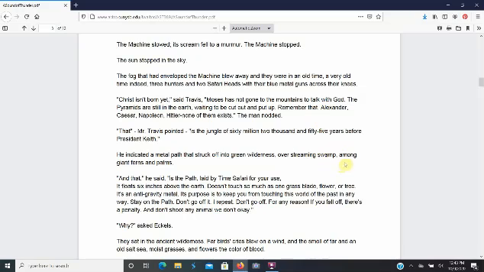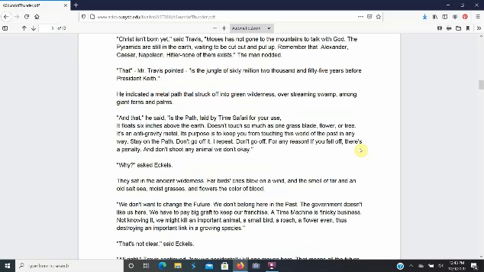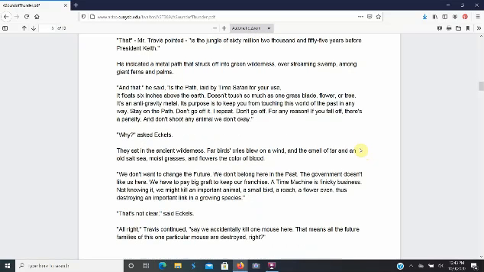That, Mr. Travis pointed, is the jungle of 60,002,055 years before President Keith. He indicated a metal path that struck off into green wilderness, over streaming swamp, among giant ferns and palms. And that, he said, is the path, laid by Time Safari for your use. It floats six inches above the earth, doesn't touch so much as one grass blade, flower, or tree. It's an anti-gravity metal. Its purpose is to keep you from touching this world of the past in any way.